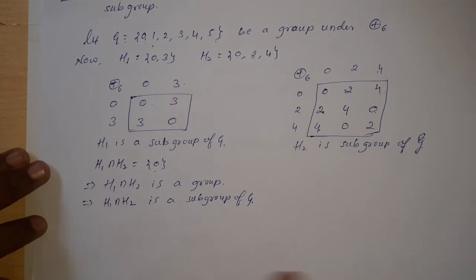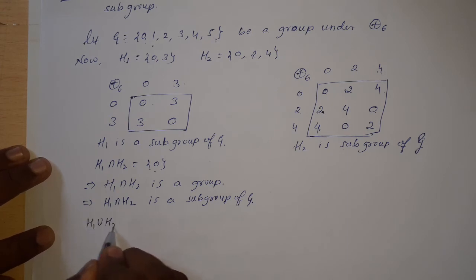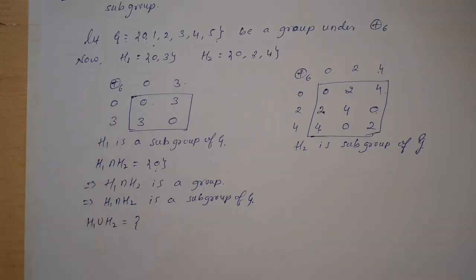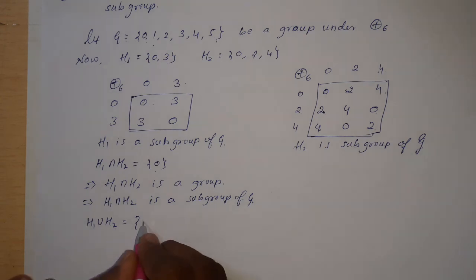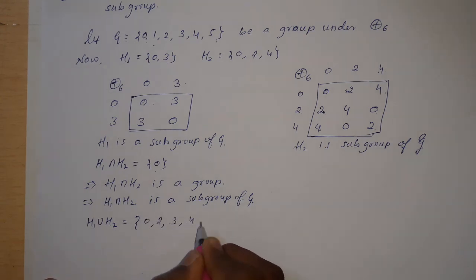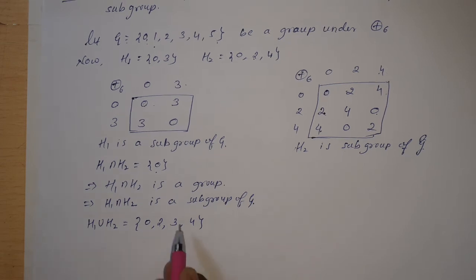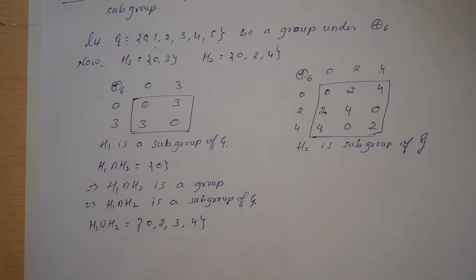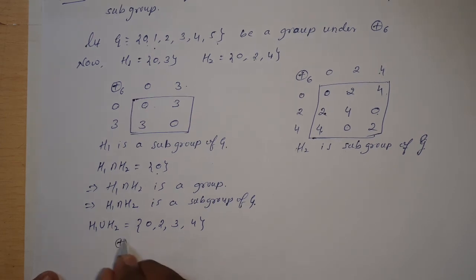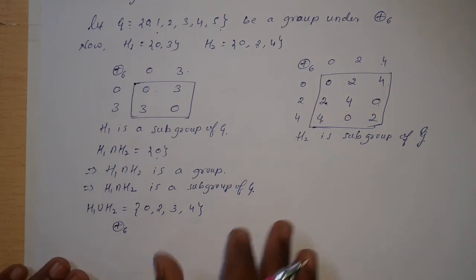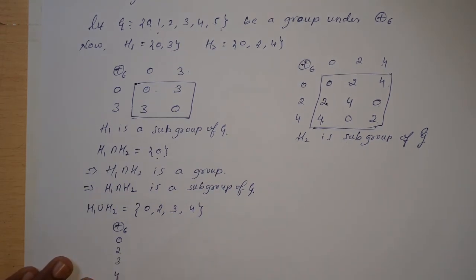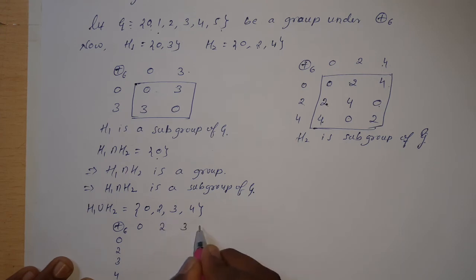Now let us consider the union of them, that is H1 union H2. So what is the union of these two sets, H1 and H2? That is {0, 2, 3, 4}. Now let us write the addition modulo 6 table, because when it was only 0, we directly wrote that it is a group, but here we cannot write like that. So we need to construct the table for the given binary operation, that is addition modulo 6. So it is 0, 2, 3, 4, here also 0, 2, 3, 4.